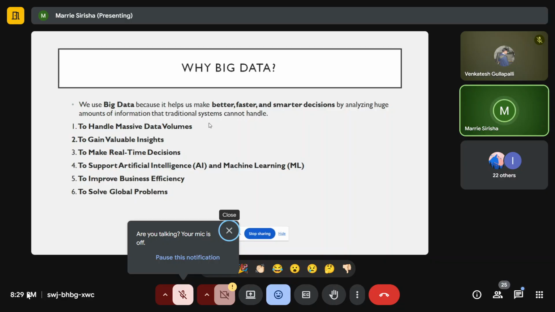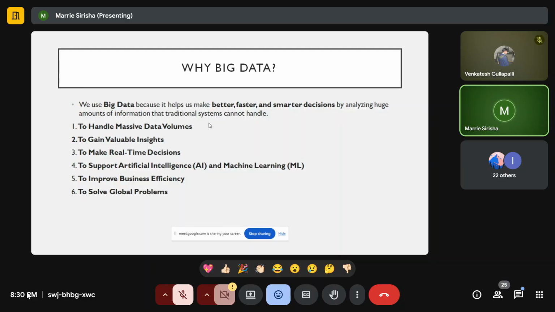But by analyzing the big data, like large amount of data, it will give the better and optimal decision which we need. And next, why we need, as I said, to handle massive data volume. As I told you, the social media streaming platforms, medical reports, transportation, etc. You have to handle large amount of data. So that is the reason why you need big data, and to gain valuable insights. Valuable insights is nothing but an analysis.